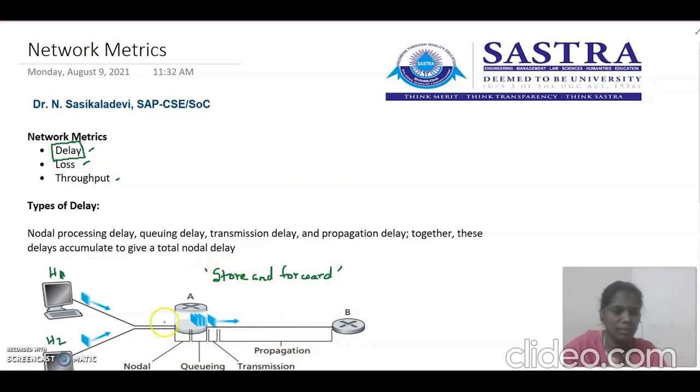Whenever the packet reaches this node, this particular router will store the packet and put it in the queue. It will check the best outgoing link. Here only one link is connected, so it will push the data onto the link. The time required to do all those things is known as nodal processing delay.